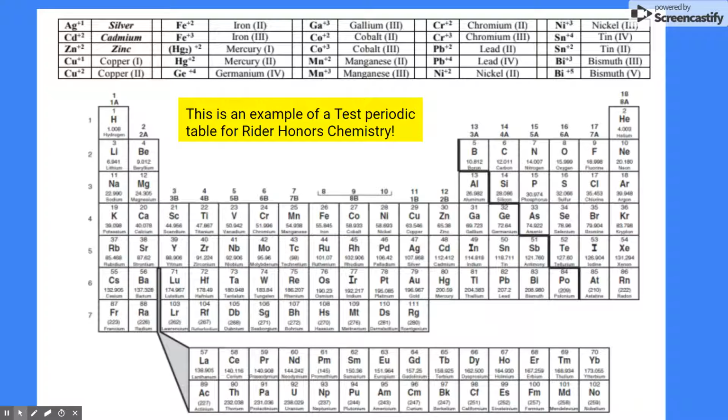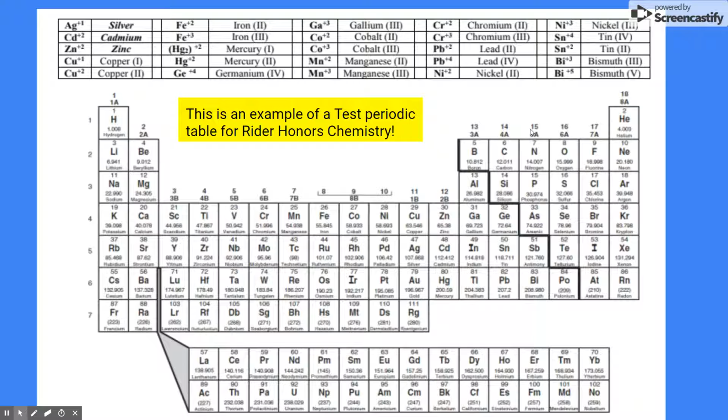This is an example of the test periodic table that you picked up in class today. Every single time that you do formula writing for a test or a quiz, you're going to get a periodic table that looks exactly like this. Notice there's a lot of information on it. There's some information that I want you to memorize. So if you have your test periodic table handy, I would like for you to fill in the different group charges for some of the representative element A groups that I would like for you to memorize.